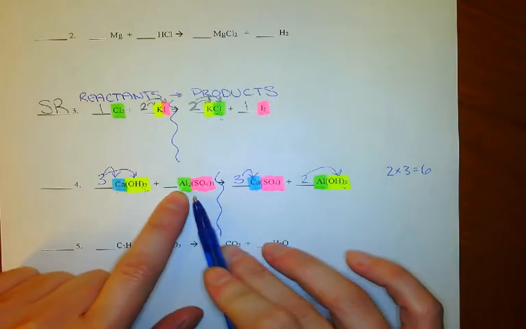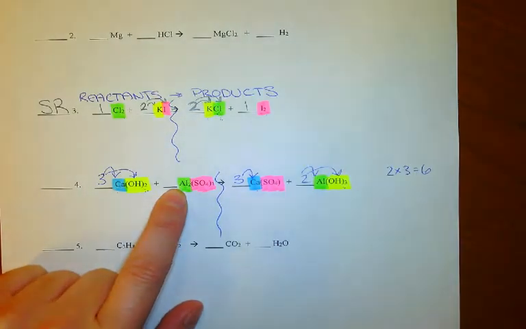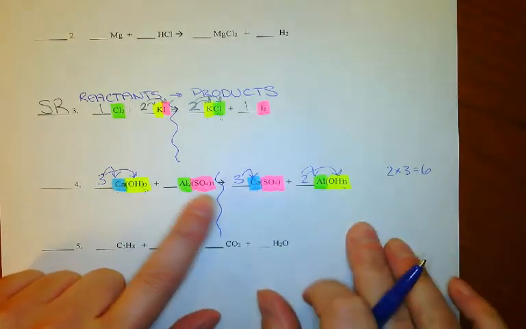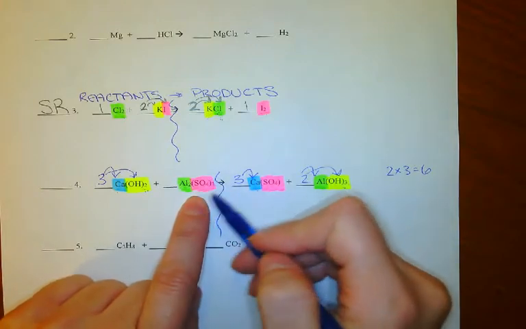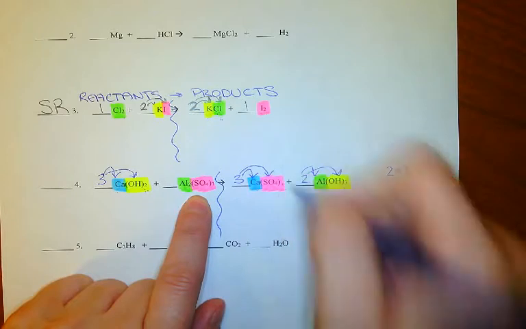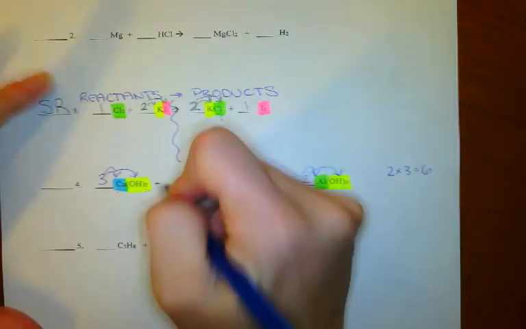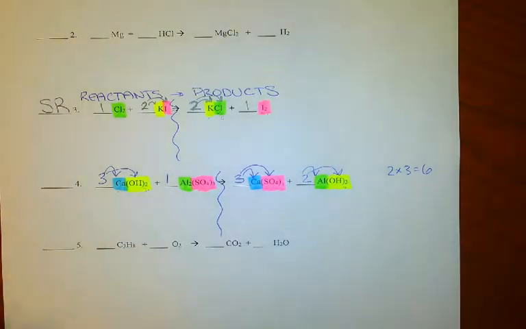If I come over here and I look at aluminums, I have 2 greens on this side, and I have 2 greens on that side already. So my greens are balanced. I have 3 pinks on this side, and I have 3 times 1 pink there, so 3 pinks on that side, which means we did it. We balanced it. So I can put a 1 in my blank.